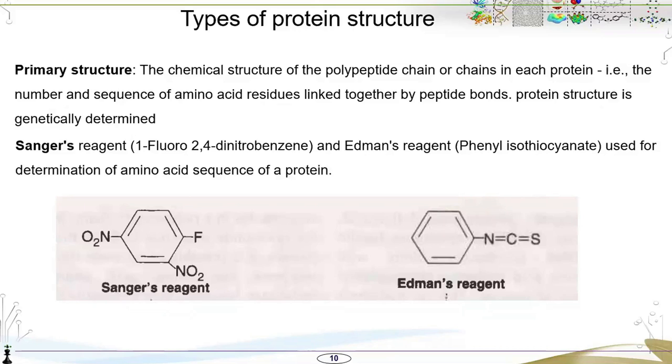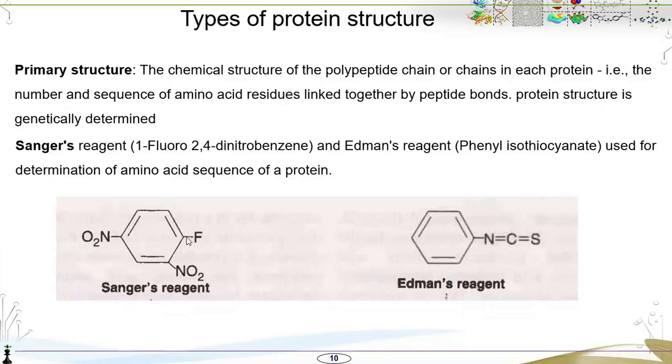Whenever we are doing experiments or research, we need to validate and determine whatever we have done. Whenever we are trying to determine the primary amino acid sequence of the protein, that is called the primary structure of the protein. So we need to use two reagents to validate it. These are the two reagents, very important from the competitive exam and laboratory point of view.